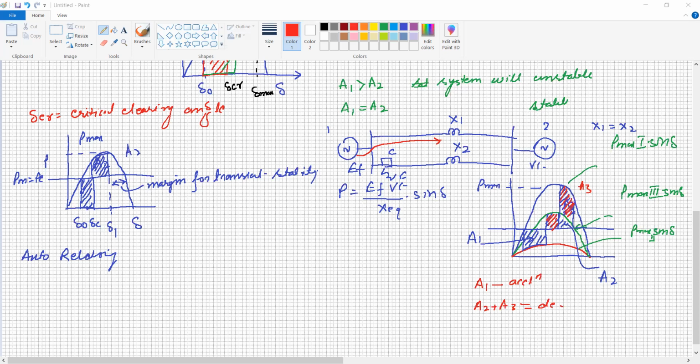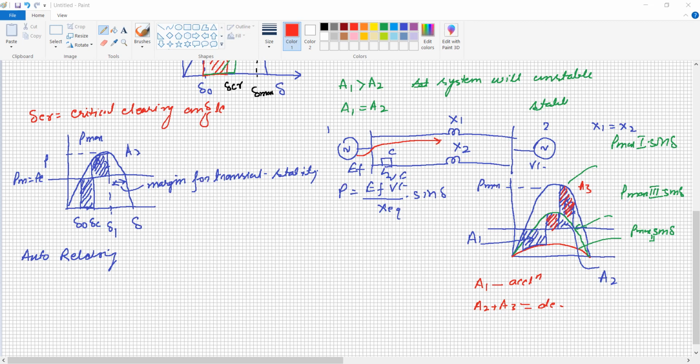M d square delta upon dt is equal to the acceleration power, and the acceleration power under normal condition is 0. But whenever there is a sudden change, either a change in mechanical input or a change in electrical output, the acceleration power comes into existence, and this may accelerate or decelerate the generator. So this is the swing equation.